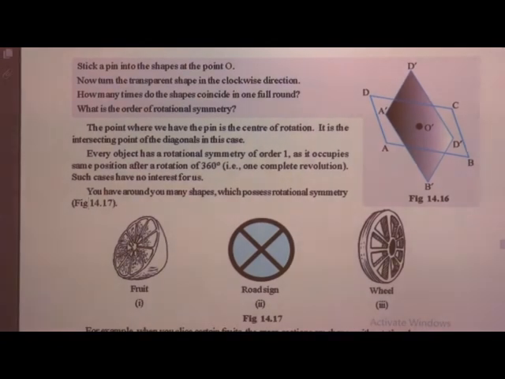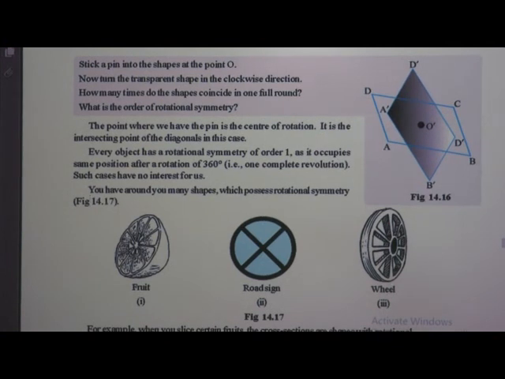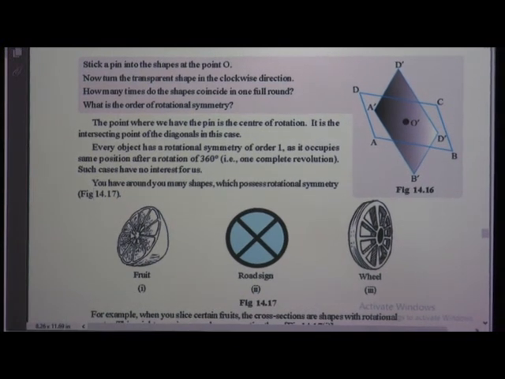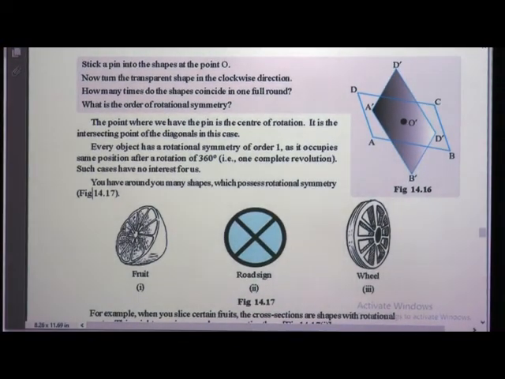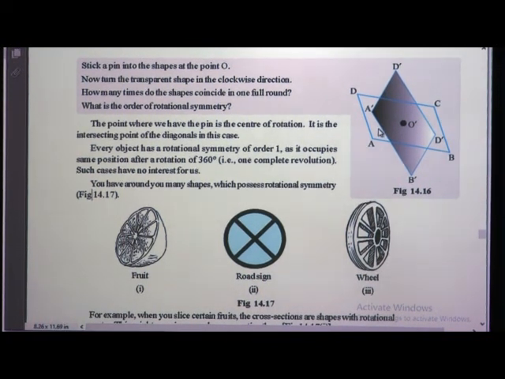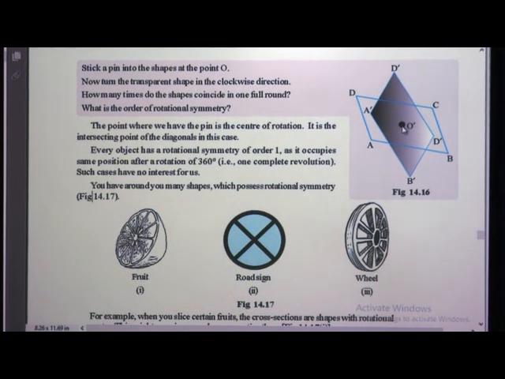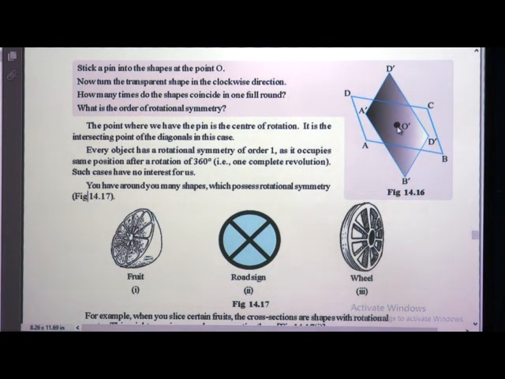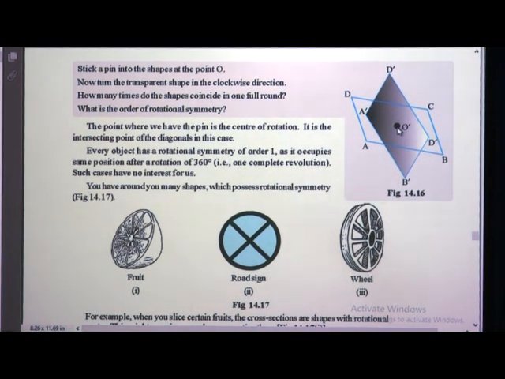Here we have an example. Stick a pin in the shape at a point O. One figure is given to you, and we just have to put a pin in it. Why are we putting the pin here? One is a shaded figure and one is an unshaded figure. We know the center, so we put the pin at the center of this figure. We have to find the clockwise and anti-clockwise directions, and find where the points, axes or vertices coincide with each other.